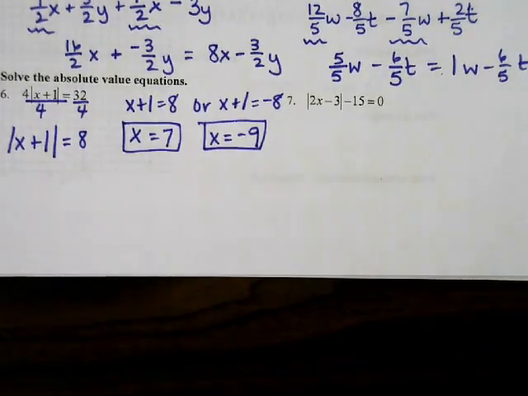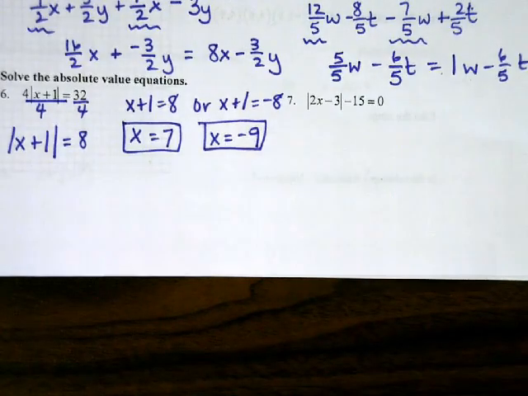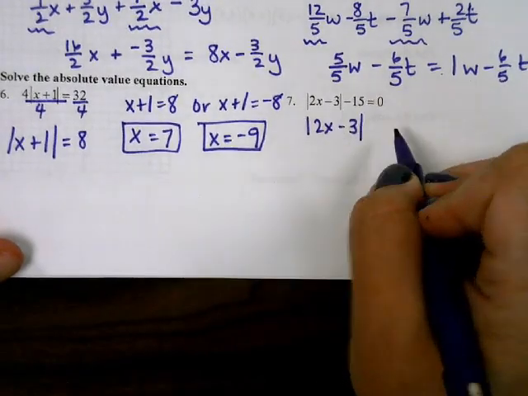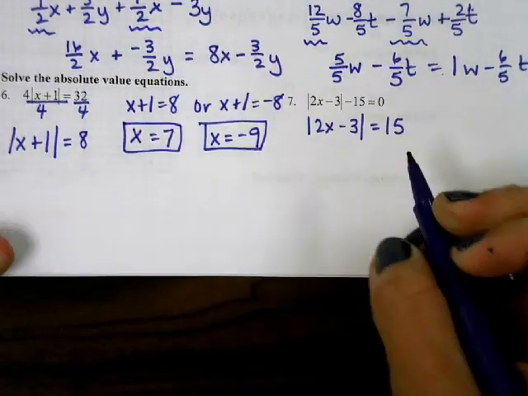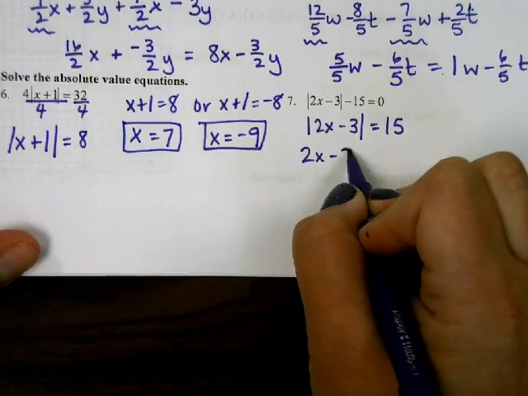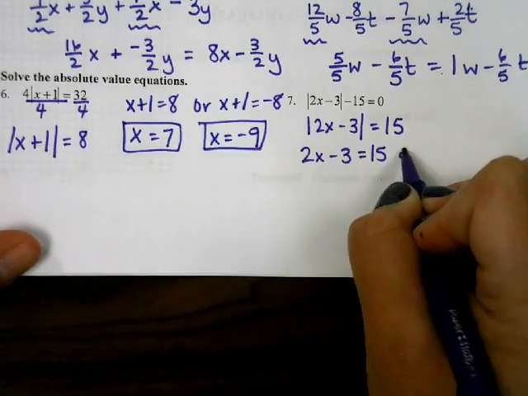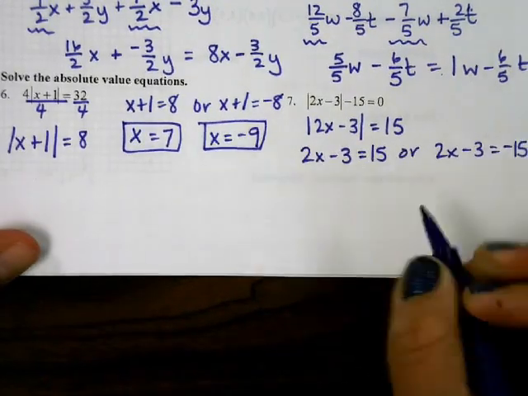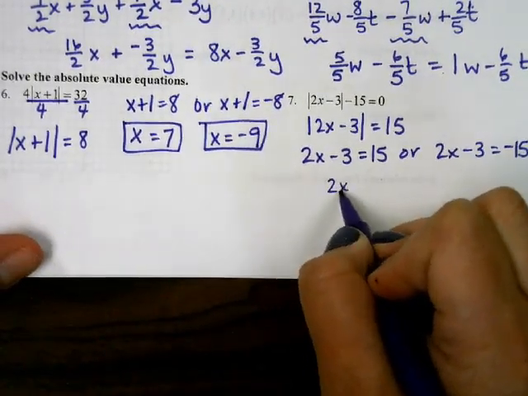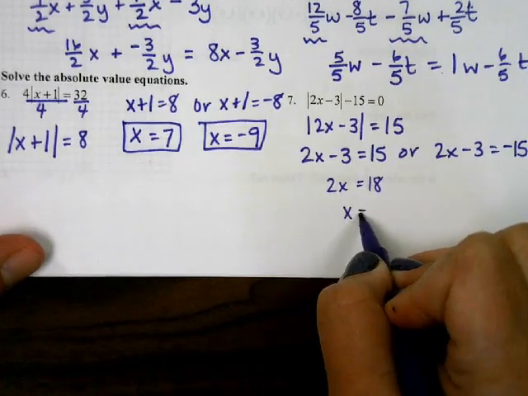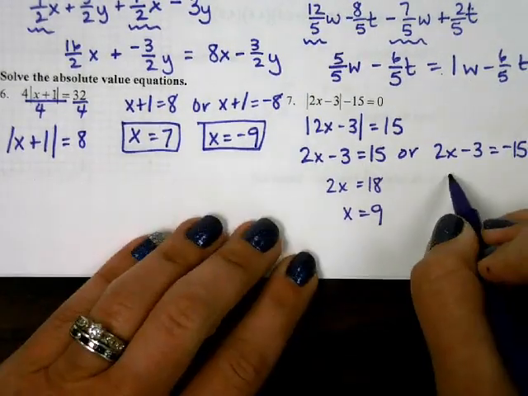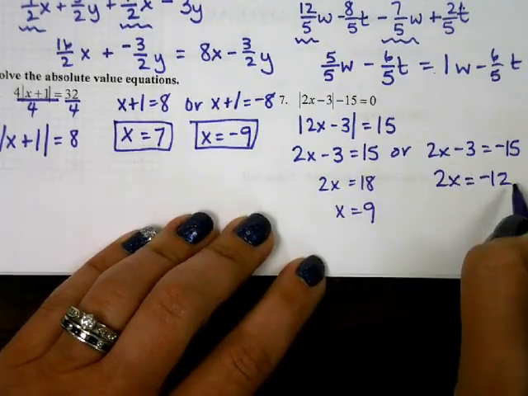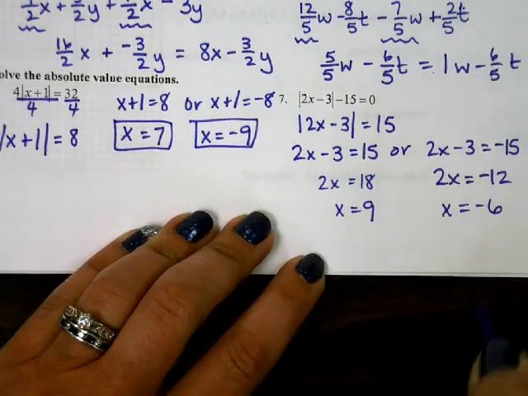Number 7. Again, I gotta get the absolute value all by itself before I can separate my equation. So I'm gonna add 15. So 2x minus 3 is equal to positive 15, or 2x minus 3 is equal to a negative 15. Add 3, so 2x is equal to 18, x is equal to 9. Add 3, so 2x is equal to a negative 12. So x is equal to a negative 6.